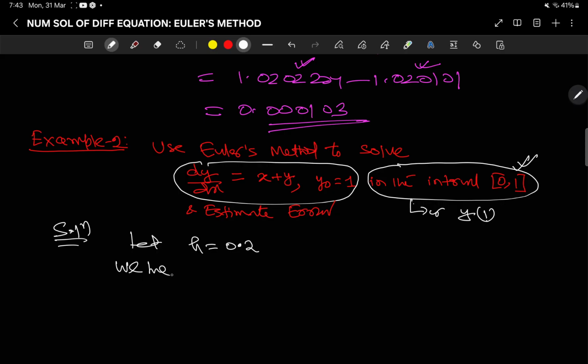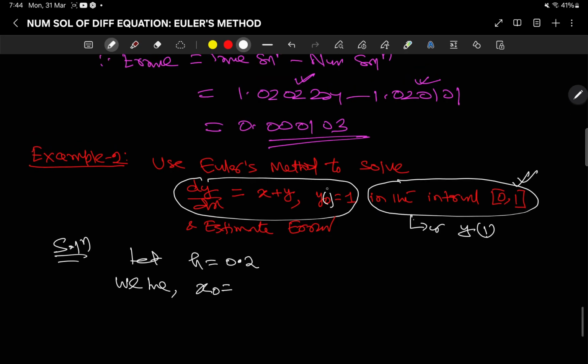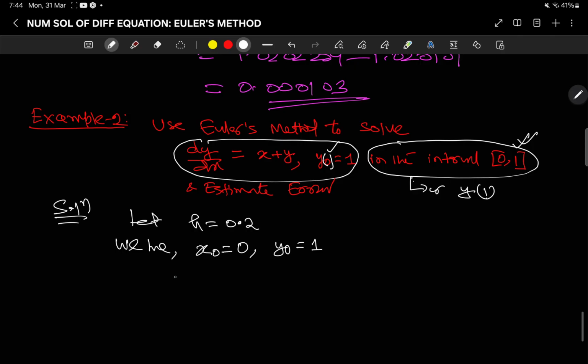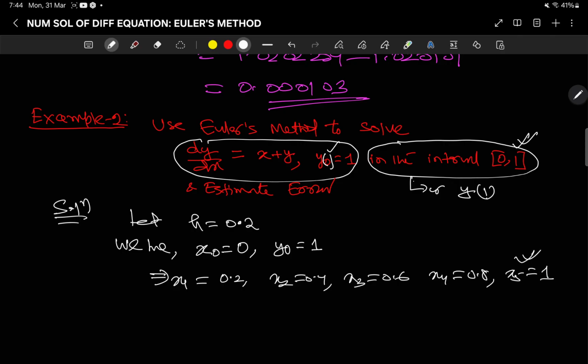So let h is equal to 0.2. We have y of 0 is equal to 1, so x0 is equal to 0 and y0 is equal to 1. So what is my x1? x1 is 0.2, x2 is 0.4, x3 is 0.6, x4 is 0.8, x5 is 1. So we have to reach y5. We have to continue from this up to y5, I have to find y5.